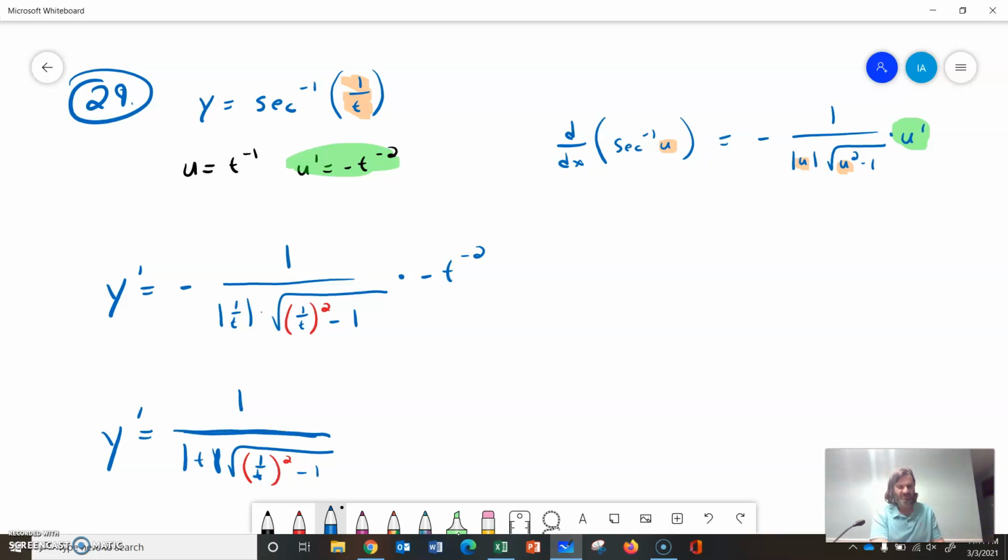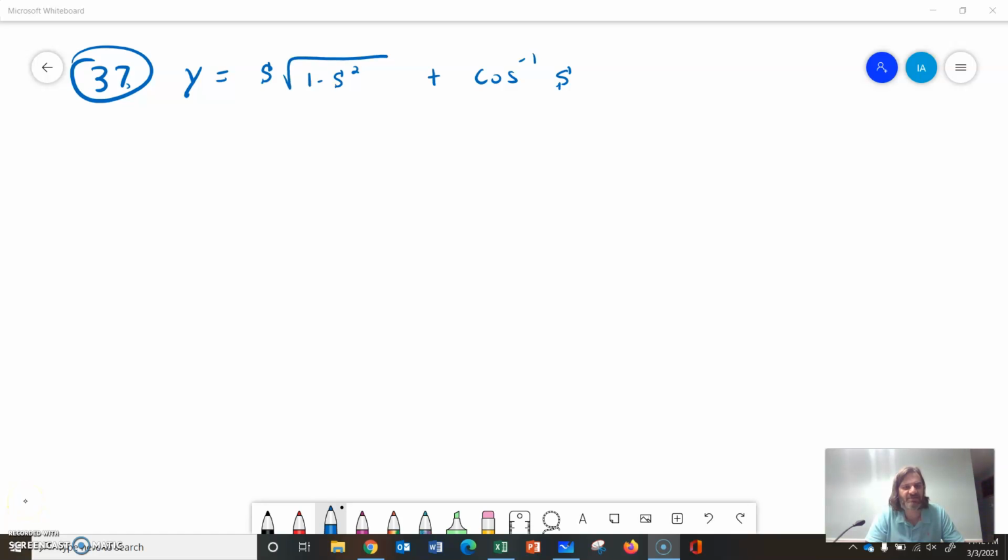Okay, not the most beautiful thing, but it's working so far. Y equals s times the square root of 1 minus s squared, and then after that we're adding on the cosine inverse of s. So in actuality, this one is not so hard with the trig inverse function, but if we look at it, we're going to rewrite it as s times the quantity 1 minus s squared to the 1/2 plus the cosine inverse of s.